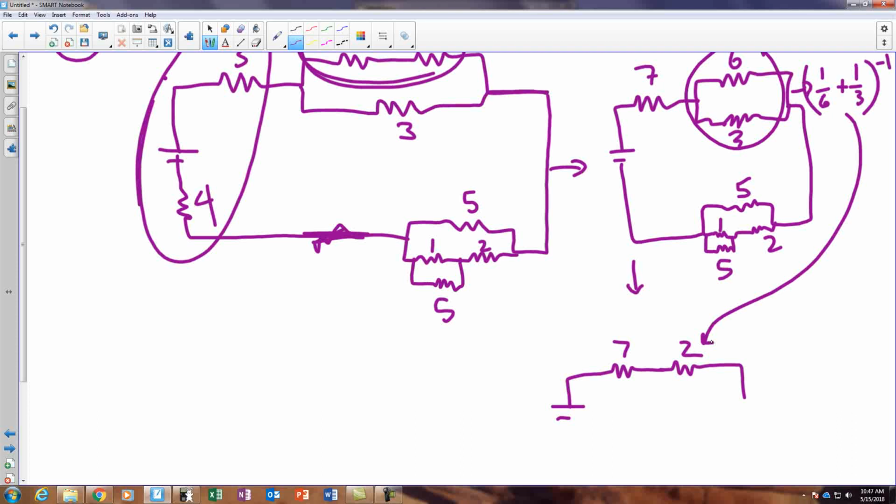In this bottom part, where do I need to start? I started at 1 and 5. Yeah, this thing right here is the most layered. It's the parallel inside the series inside the parallel. Think about sets of parentheses, it's the most layered. So this right here is going to be 1 over 1 plus 1 over 5 to the negative 1. You can imagine seeing all of that.